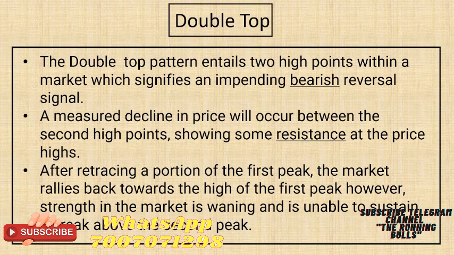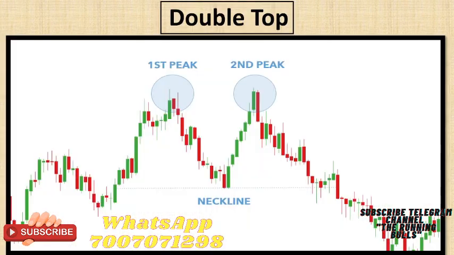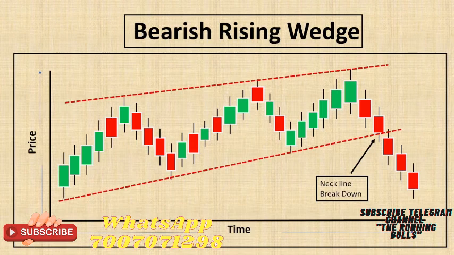Let's see how it looks in a trading terminal. So the double top looks like this. We have a first peak, a second peak, then a neckline, as we have seen in the triple top. Once this neckline is broken, the difference between the first peak and the neckline will be your target, and your stop loss will be the second peak. Remember, guys, always trade with a stop loss.